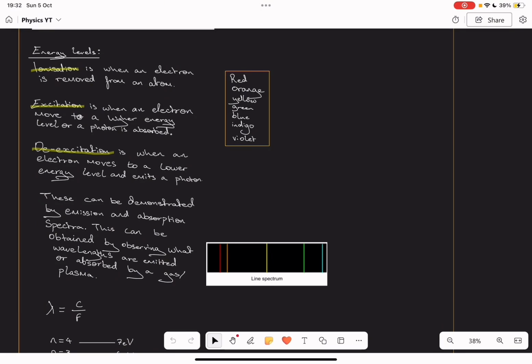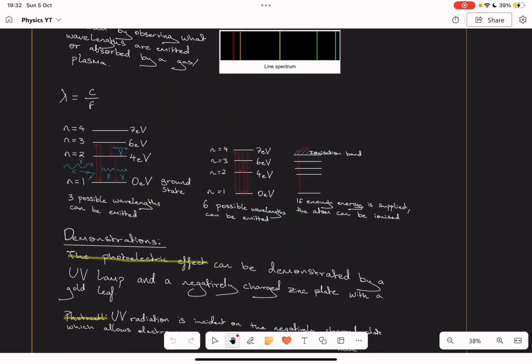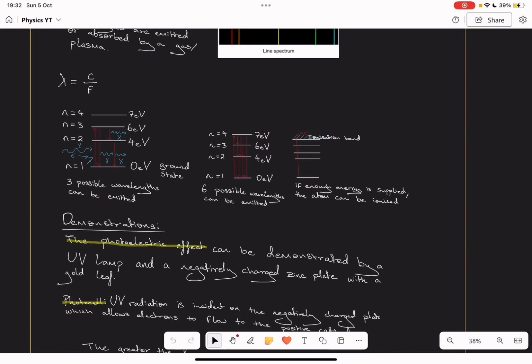So, what we need to know is the order of the line spectrum. So this is red, orange, yellow, green, blue, indigo, and violet. Lambda equals c over f. The first example shows 3 possible wavelengths that can be emitted. The second shows 6 possible wavelengths that can be emitted. And the third shows if enough energy is supplied, the atom can be ionized.